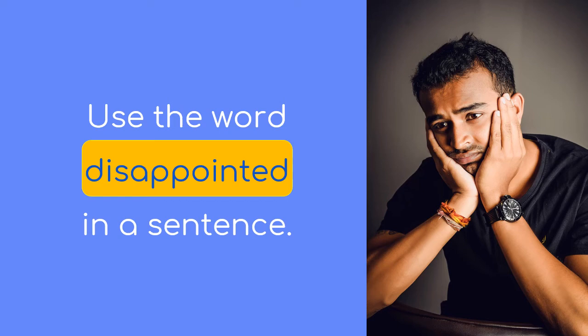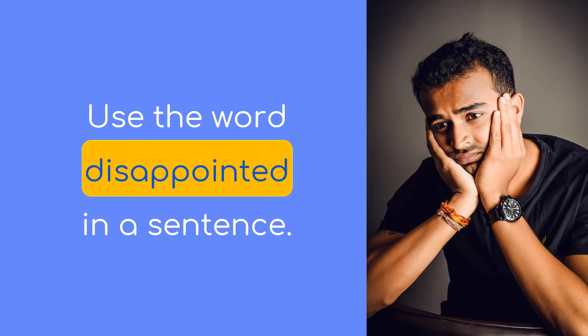Tell me about a time when you felt disappointed. Use the word disappointed when you tell about it. You can start by saying, I felt disappointed when. What's the word we've been talking about? That's right, disappointed. I am going to read some sentences to you.